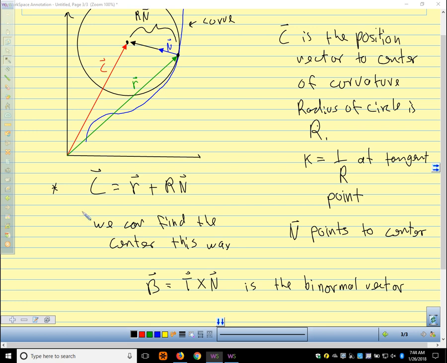All right, I have a little demonstration with osculating circles, and then I want to relate curvature back to acceleration a little bit. So let me find those demonstrations.